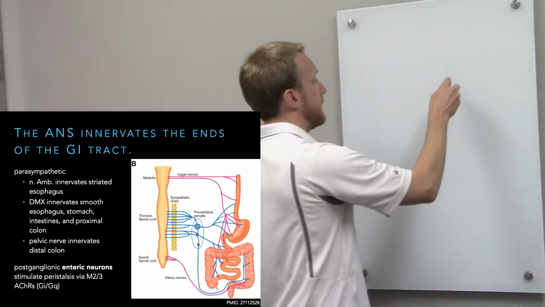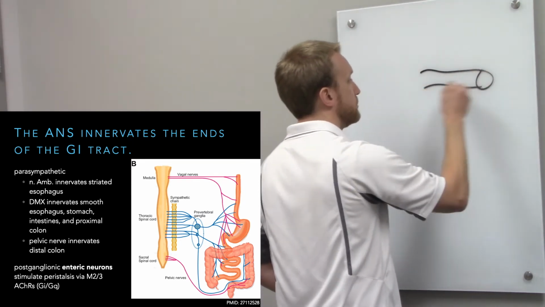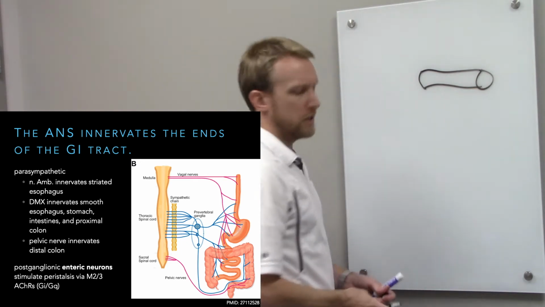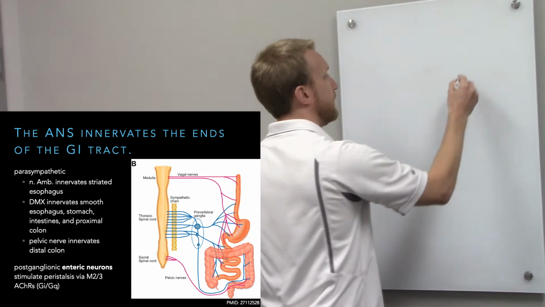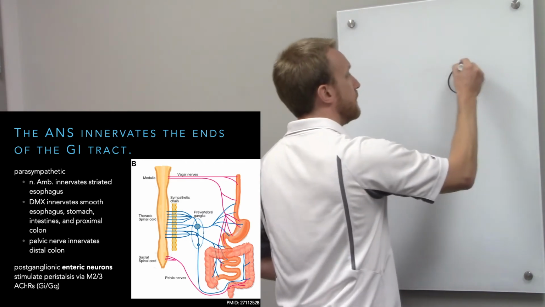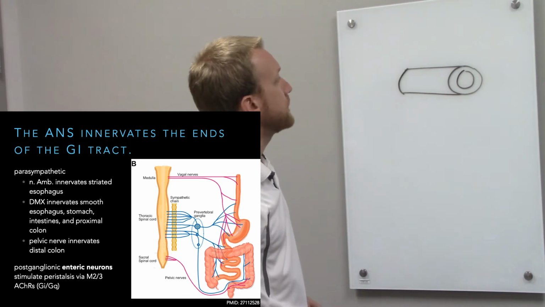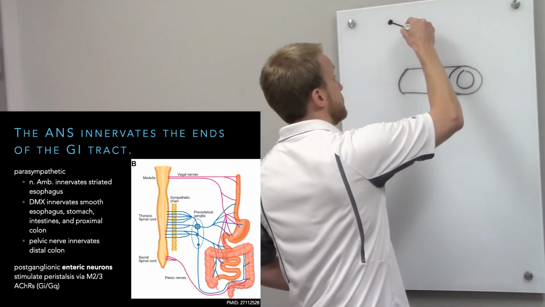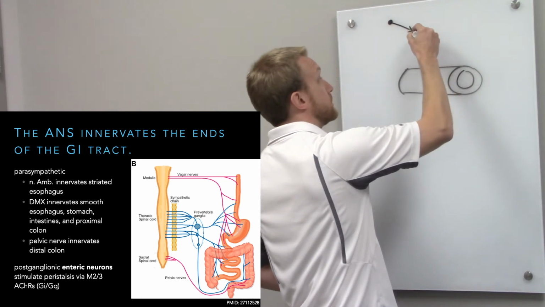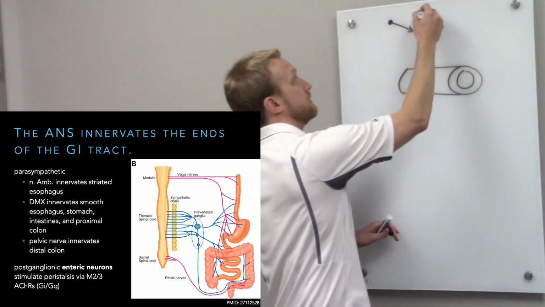Now it doesn't really matter where we're at. The GI tract is basically a tube. Okay, so the sympathetic input arises from the postganglionic noradrenergic neurons, and these are inhibitory.